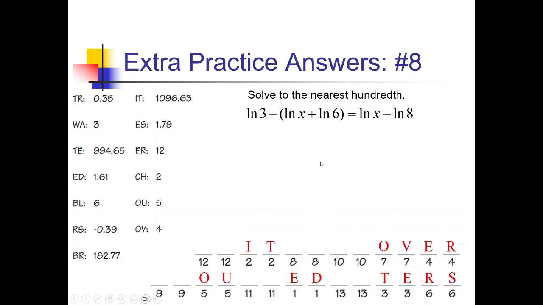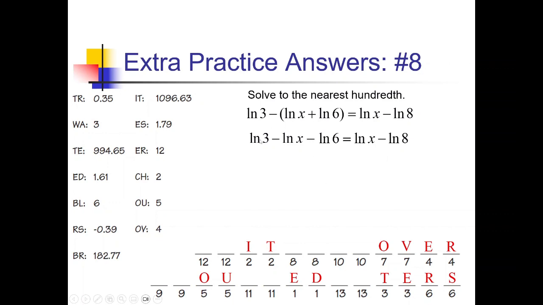For this problem, we have 5 logs in the problem. I think that's the most I've seen in any one of these problems here. Let's start by distributing this negative just to get that out of the way and get rid of that parentheses. So we have ln of 3 minus ln of x minus ln of 6 equals all that stuff over there. And my strategy at this point, I'm going to get the ln with constants on one side and the ln with x's on the other side. I'm going to try to combine everything into one ln on each side, and then I'm going to drop those ln's like a bad habit.